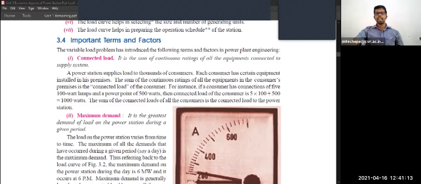If you take how many equipments are connected to a particular substation, you can't predict it exactly. You can predict approximately, based on the domestic load. For example, if 1,000 domestic loads and 30 industrial loads are there, like that, you can approximately predict.